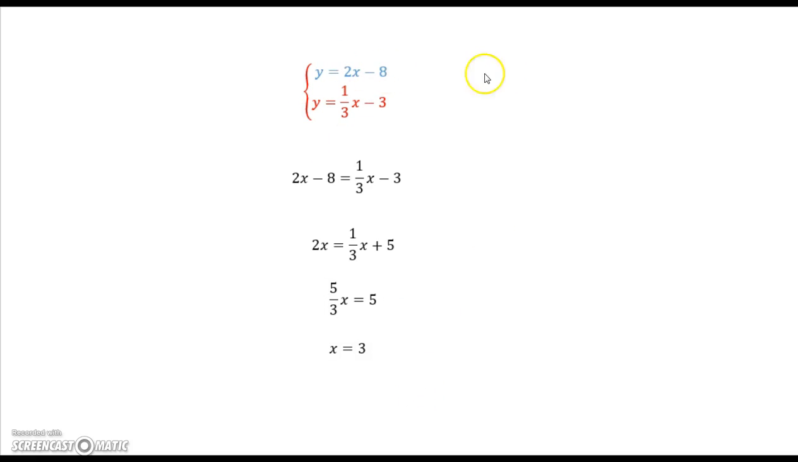Now to solve for y, I'm going to take one of these equations. I'm going to take y equals 2x minus 8 in this case, and substitute that x equals 3 back in. So I'm going to get y equals 2 times 3 minus 8, and therefore y equals -2, which is the point 3, -2 where they intersect. So let's go look at that point.